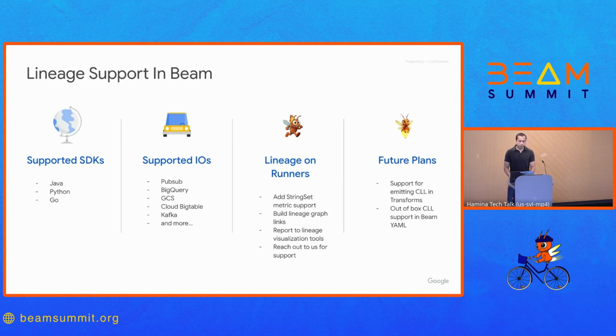As we saw in the demo, the lineage metrics which are being emitted by the Beam jobs are consumed by Dataflow, and it's being reported to Dataplex for visualization. But it's also possible for other runners, such as Flink, to use that Beam lineage information and visualize the lineage which is being reported by Beam. And to do this, all the runner has to do is support the string set metric.